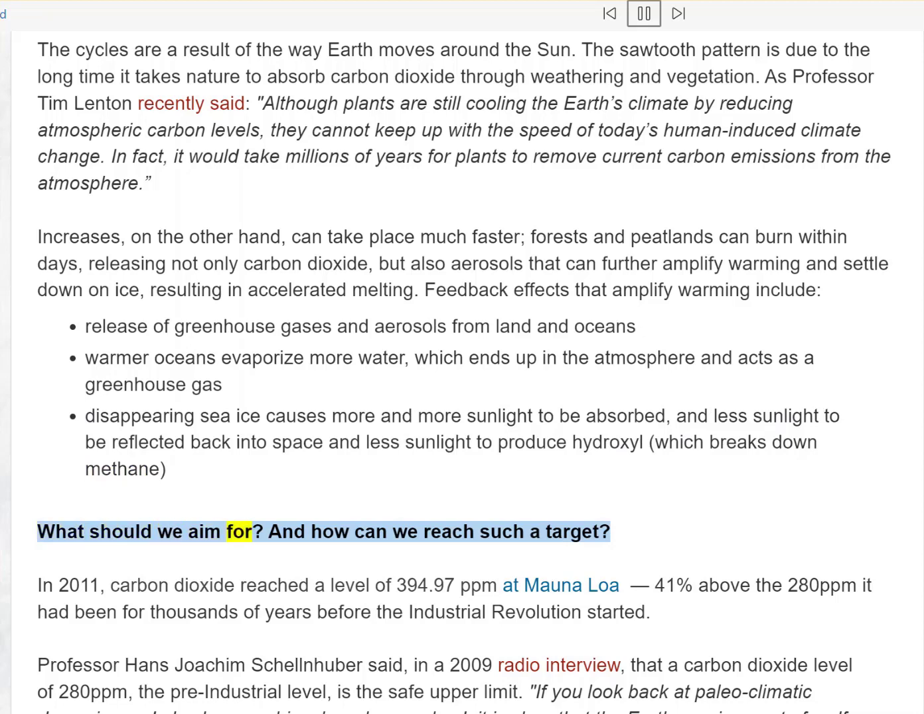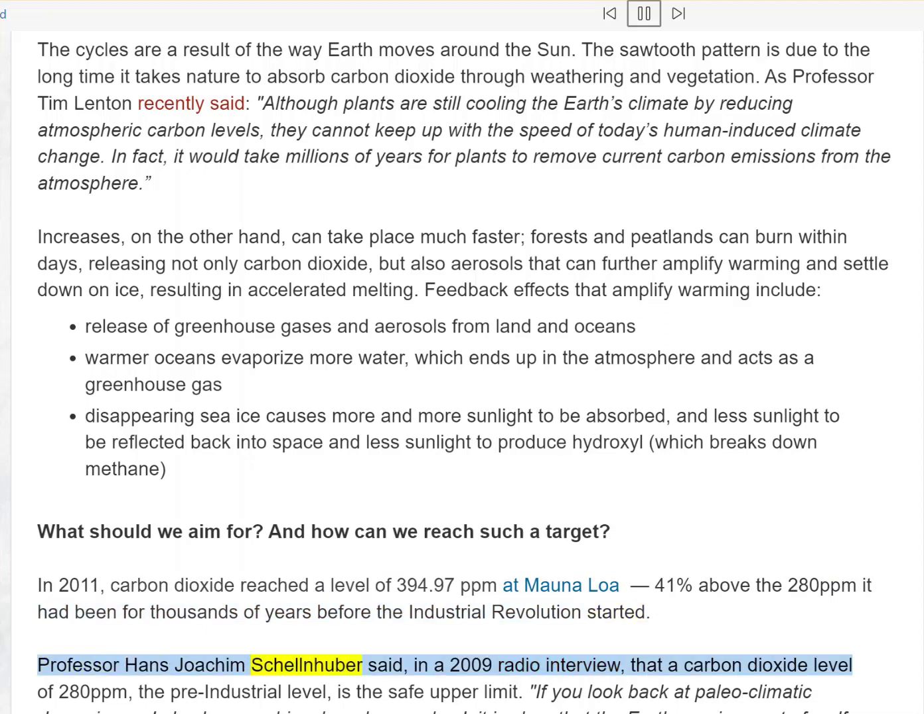What should we aim for? And how can we reach such a target? In 2011, carbon dioxide reached a level of 394.97 ppm at Mauna Loa, 41% above the 280 ppm it had been for thousands of years before the Industrial Revolution started.